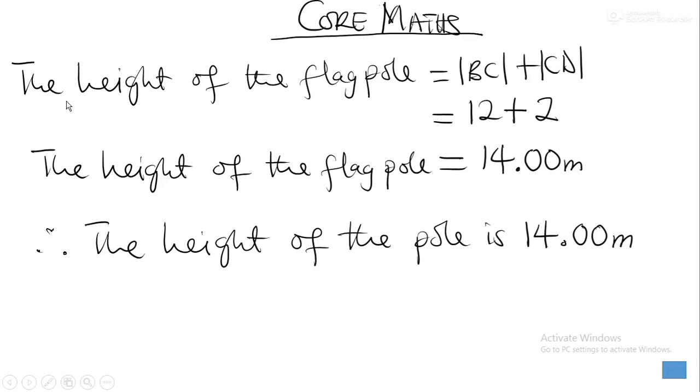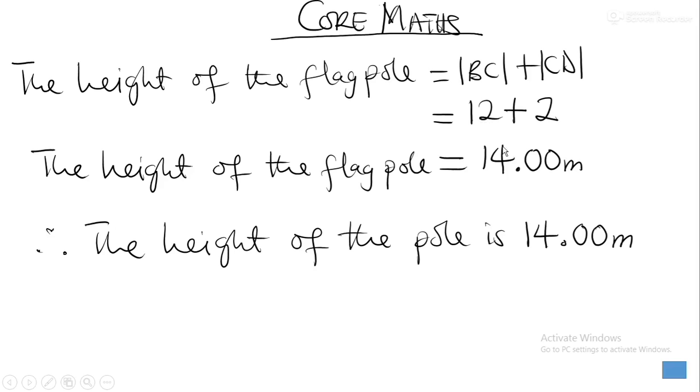Good. So here the height of the flagpole will be equal to what? BC plus CD. And BC is the same as the H. We calculated it and we got what? 12. And CD was already given, or we solved it for ourselves, which is what? 2.